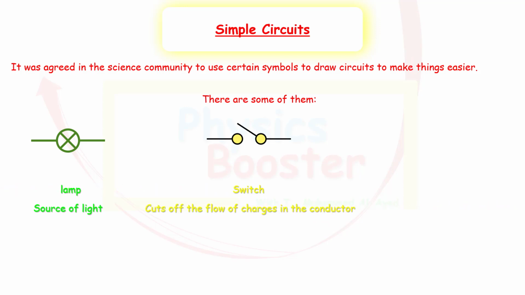Now, this is called a switch. A switch is simply something that cuts off the flow of charge inside the conductor. Imagine it the button that you press to turn on the electricity. What it does, it closes the circuit, and so electrons can pass through the circuit, reaching the lamp.